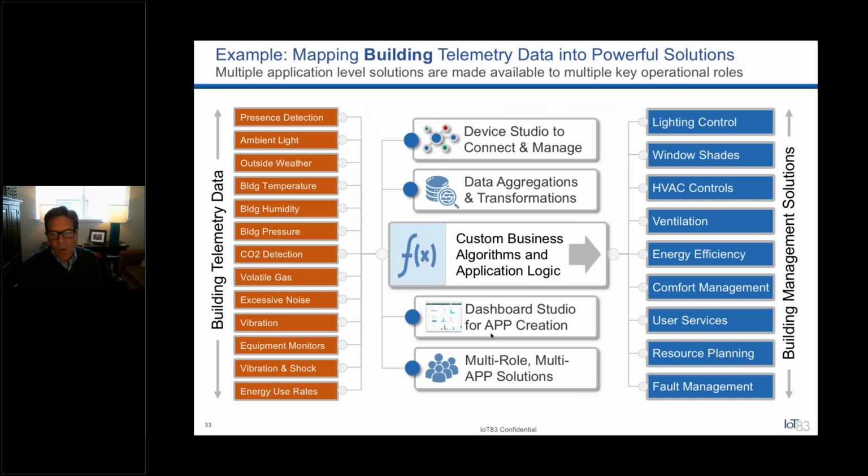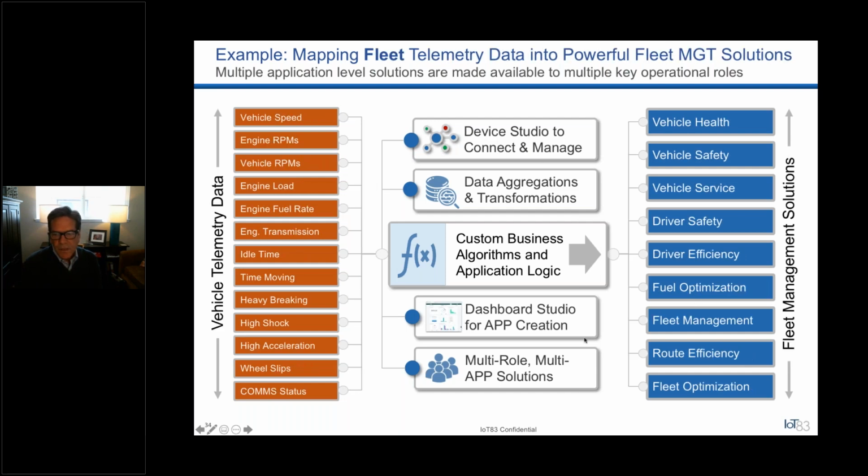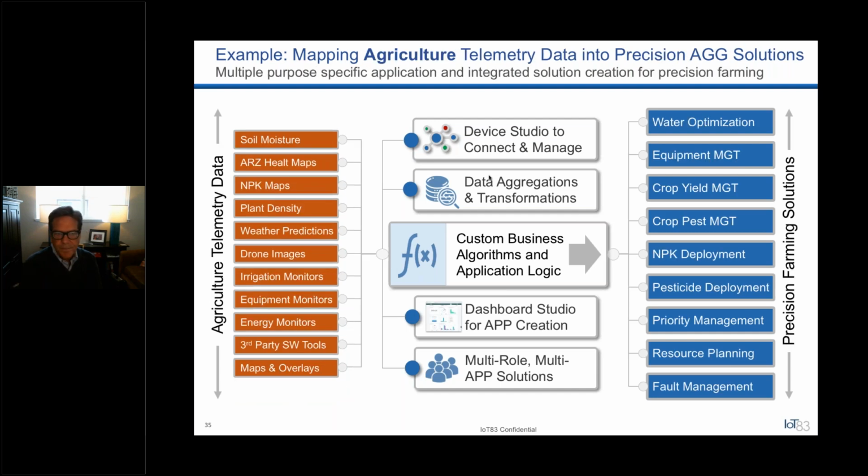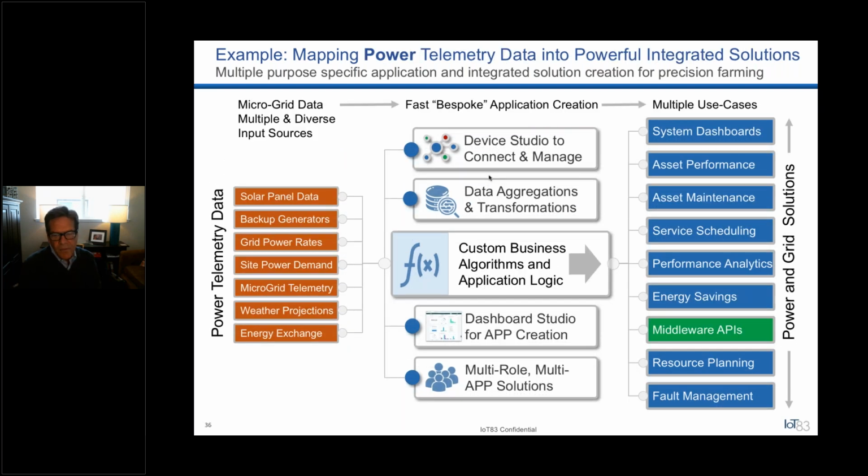You can imagine we've implemented this across a lot of different verticals. In this example, there's a lot of building telemetry data running through this tool set that we've just talked about in order to create building management solutions. A lot of different building management solutions: lighting control, window shades, HVAC, ventilations, energy efficiency, and on. Similarly, vehicle telemetry data runs through the system for fleet management solutions. It's interesting that the telemetry data is different for these different applications, and the end solution is different, but there's a lot of common patterns in order to deliver value and efficiency, leveraging this IoT and digital transformation capabilities. Same thing with agriculture, same thing with power. So we've been working with a lot of different industries and demonstrating how effective this capability is.